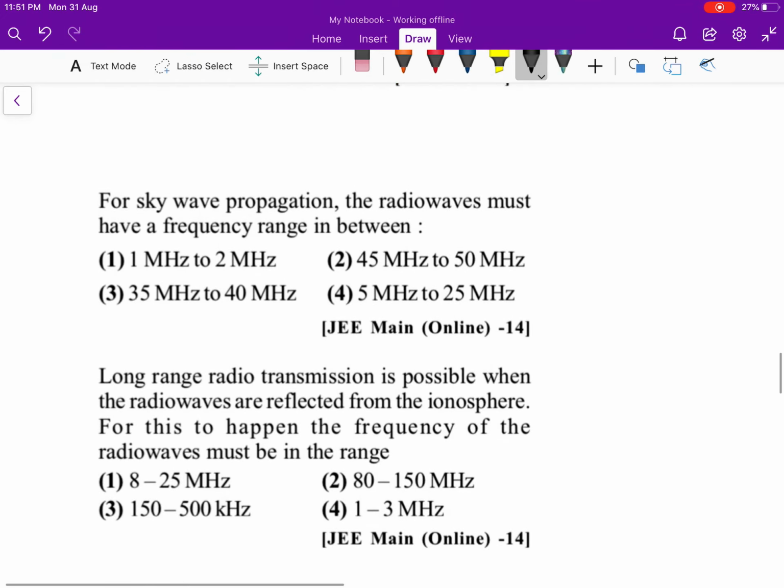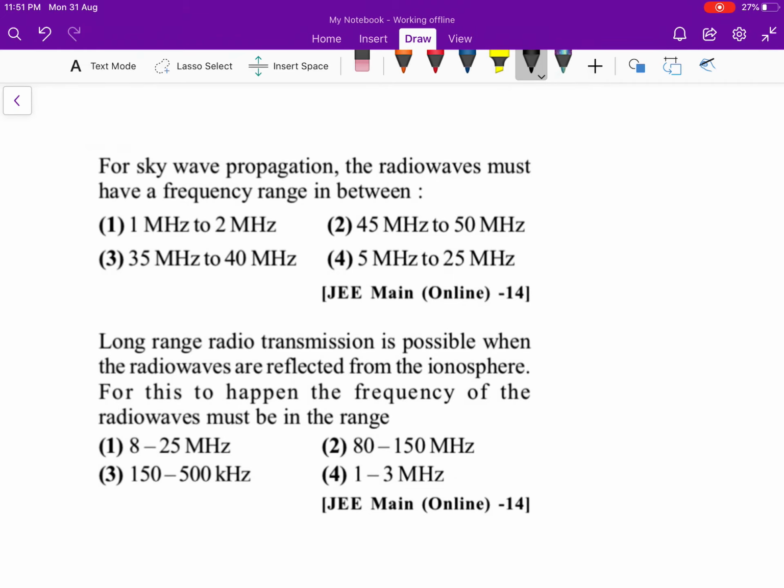Next one. This is a question asked in JEE Main Online 14, in 2 shifts. This is based on the fact that skywave is only applicable, just remember, for roughly 3 to 30 MHz, or 30 or 40 you can have. So going by this, choose the most appropriate range. Both are of a similar type, the range is slightly different, so you have to check which is in the majority range. The frequency greater than 30 megahertz or 40 megahertz escapes to space if they are not reflected back.